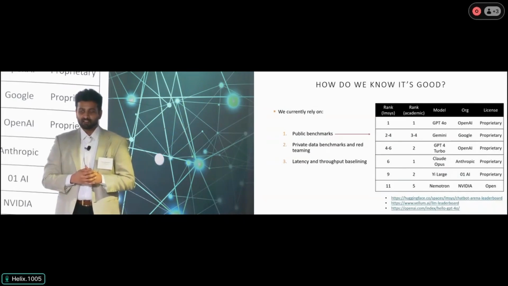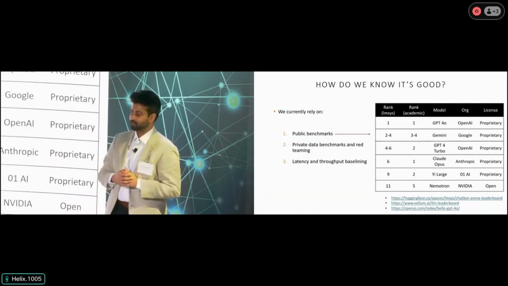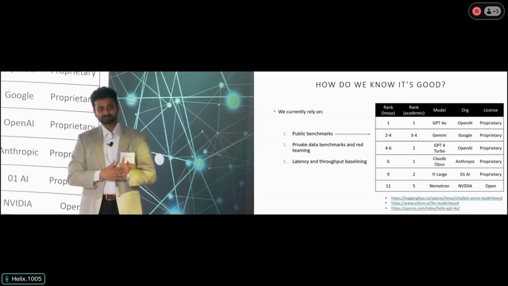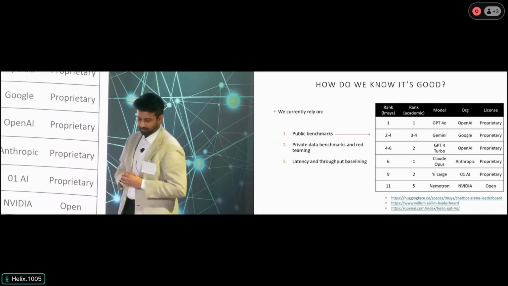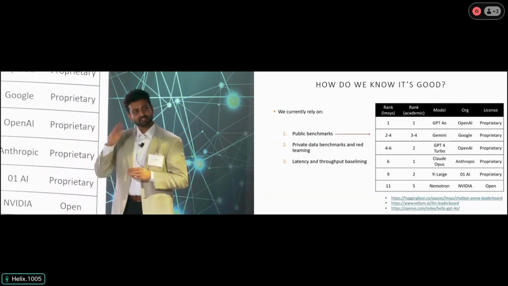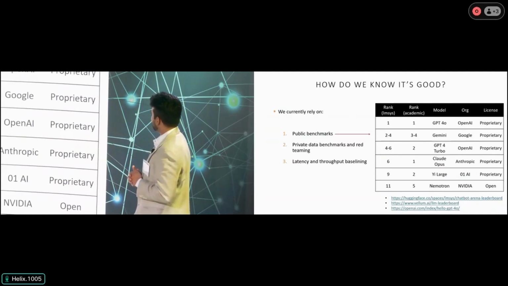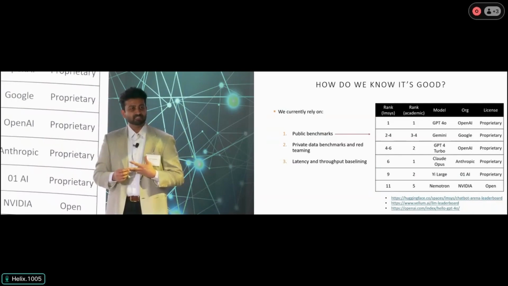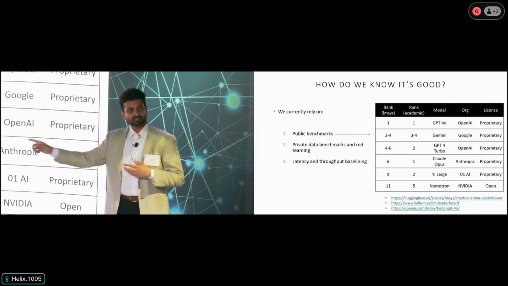So first of all, how do we know that some of these models are good? One of the things that we currently rely on heavily is public benchmarks. Public benchmarks are usually released by proprietary model providers as well as confirmed by the open source community and academia. On the right here, you'll see a table of the top ranked models. You've probably already used or heard of some of these models: GPT-4o from OpenAI, Gemini from Google, and the other GPT flavors from OpenAI as well. I also want to include an open source model at the end, which is Nemotron, that you see on the bottom.